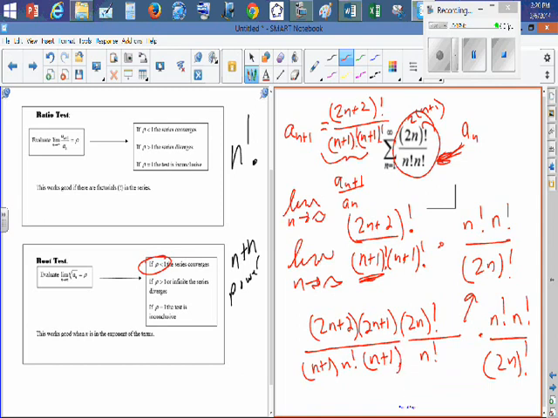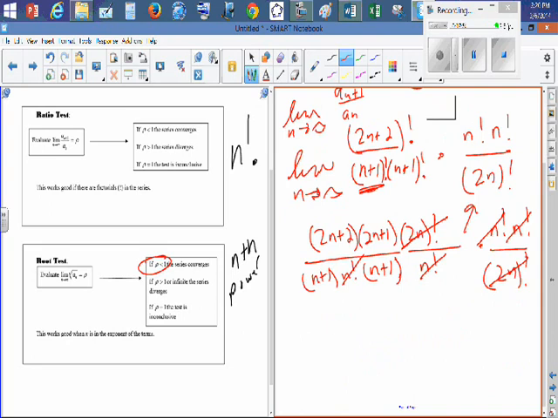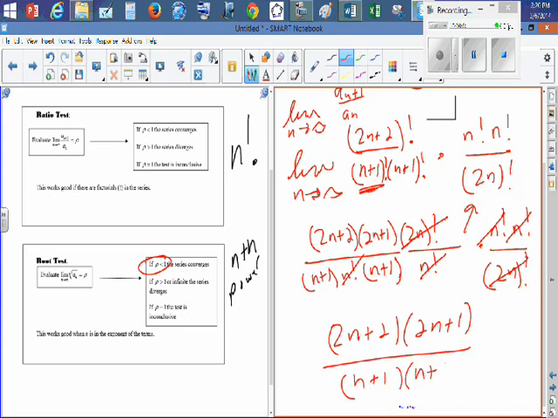Eventually you're going to get to be able to do this in your head. You won't have to do all the work. Those cancel. Well, some of you won't. I know I can't simplify as quickly as many of you can, so I usually have to show more work than many of you need to. So now I'm looking at 2n plus 2, 2n plus 1, all over n plus 1 times n plus 1.